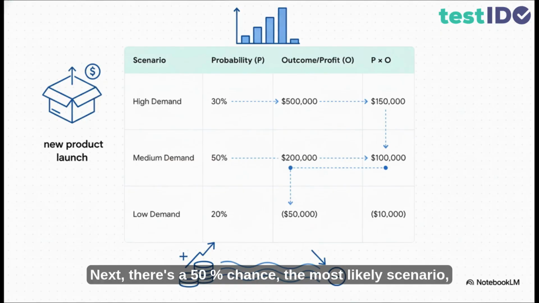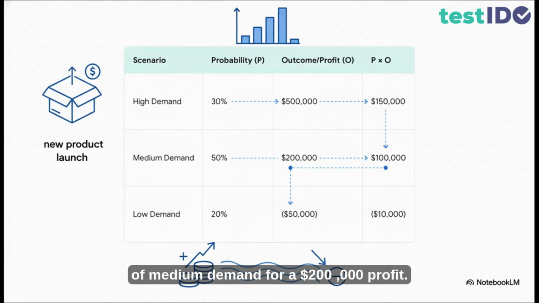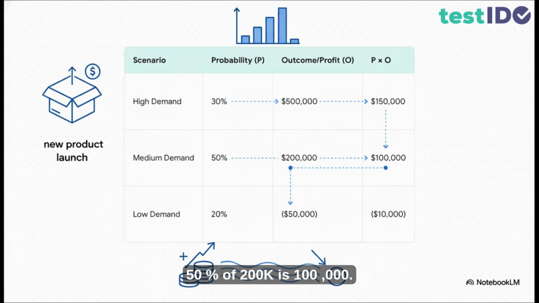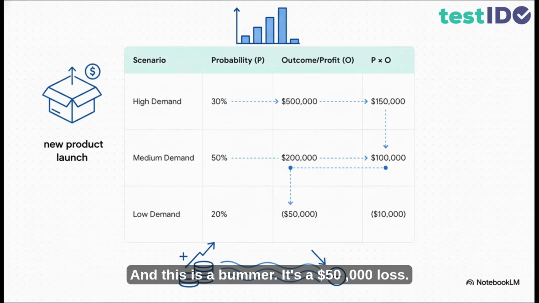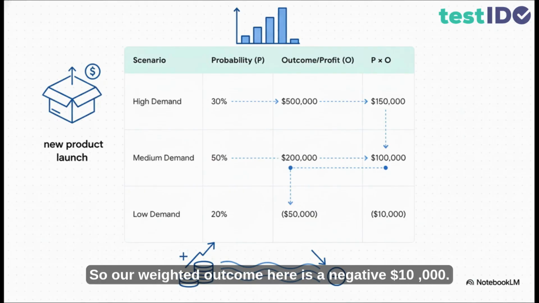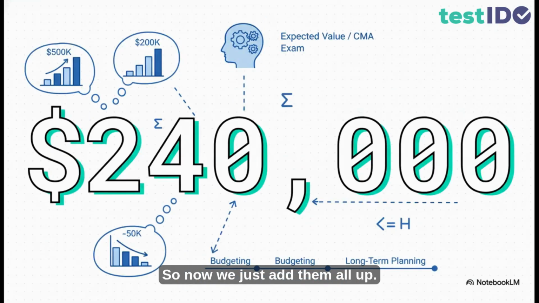Got it? Next, there's a 50% chance, the most likely scenario, of medium demand for a $200,000 profit. 50% of 200K is 100,000. And finally, there's a 20% chance of low demand. And this is a bummer. It's a $50,000 loss. So our weighted outcome here is a negative $10,000. So now we just add them all up. We take that 150,000 plus the 100,000, and then we subtract that $10,000 loss. And what do we get? $240,000.